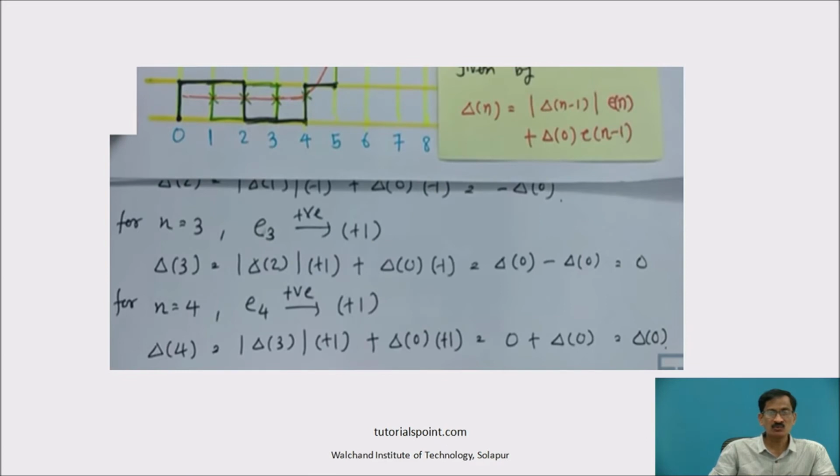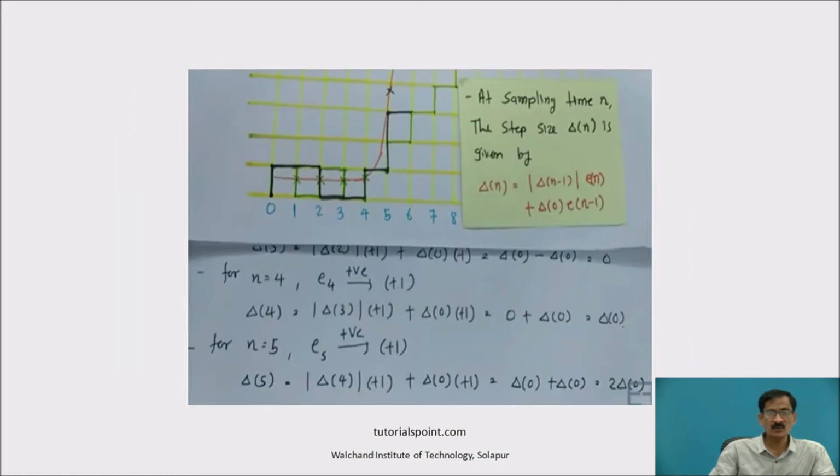For n equals 4, at the instant n equals 4, the staircase output is less than the analog signal. So error E4 is positive. Now delta 4 will be equal to the mod of delta 3 into the current error E4, that is plus 1, plus delta 0 into the previous error E3, plus 1, which will result in 0 plus delta 0, that is delta 0. So for instant 4 there is an increase in the step size from 4 to 5.